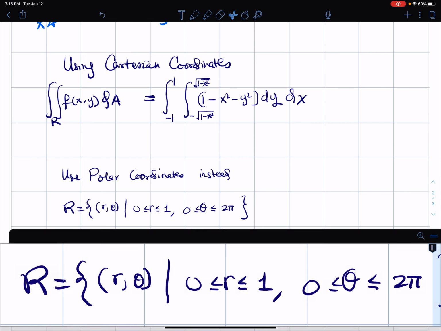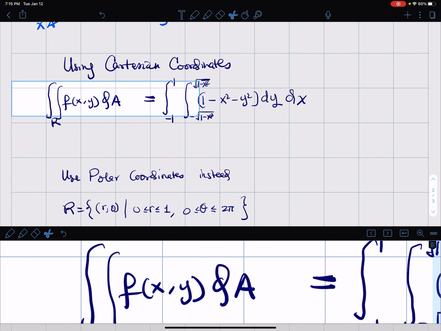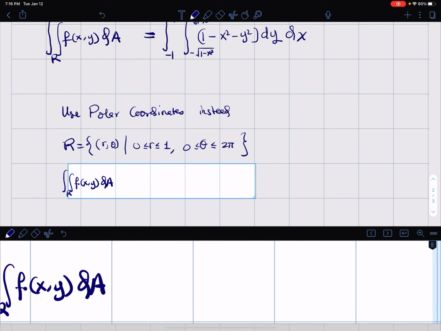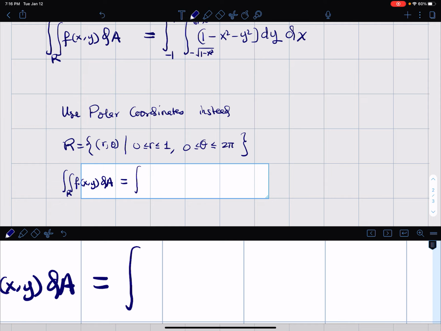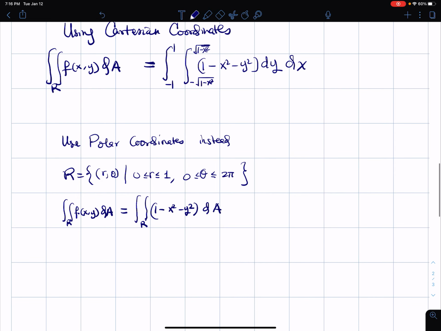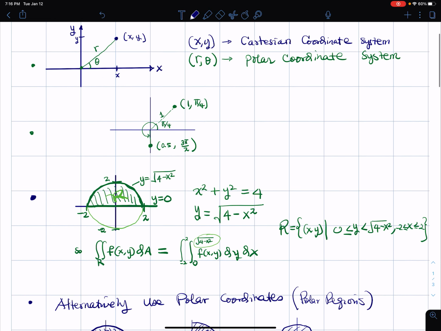Okay, so we want to compute this double integral. We need to set it up first in terms of r and theta, and that's going to require some work, but once you do it once, you'll be fine. So let's do our f of x, y, dA. This is going to be 1 minus x squared minus y squared, dA. Now, there is something I should have mentioned a while ago, but I kind of forgot. Let me go back and mention it.